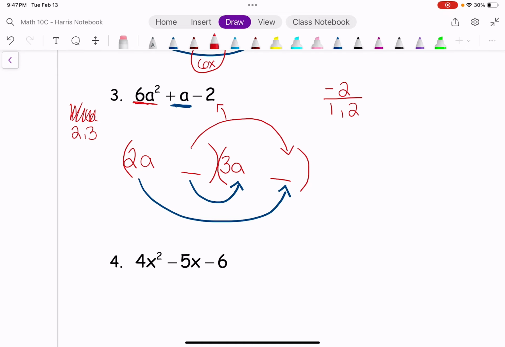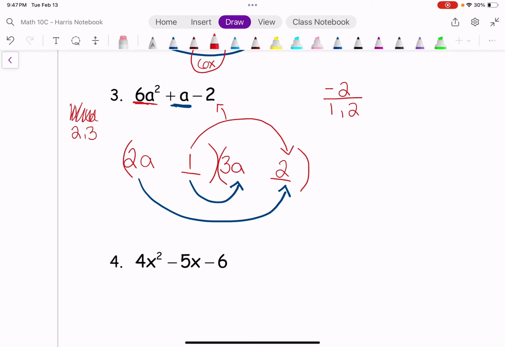So I'm going to think 2 times, let's say 1, and then 2 times 3a. This gives me 6a, and this gives me 2a. Again, 6a and 2a doesn't get me to a plus 1. So let me try the other way. I'm going to go a 1 here and a 2 here.